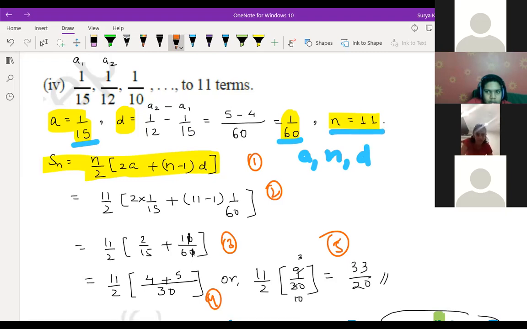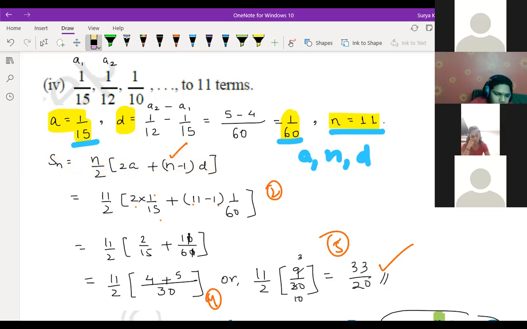Now simply put over here n by 2, 11 by 2. 2a means 2 into 1 by 15. n is 11, so 11 minus 1 into 1 by 60. Is it clear? Yes, sir. Now 11 by 2 into 2 by 15 plus 10 by 60. 0, 0 will get cancelled. Then we have taken LCM over here, that is 30. Now 4 plus 5, 9 by 30. So 11 by 2 into 9 by 30, that is 33 by 20. Now it's clear. Yes, sir.